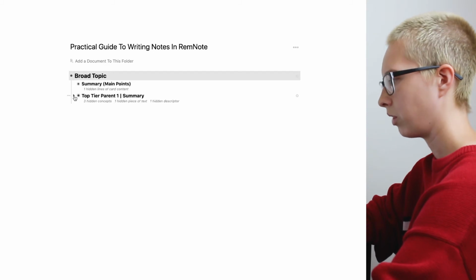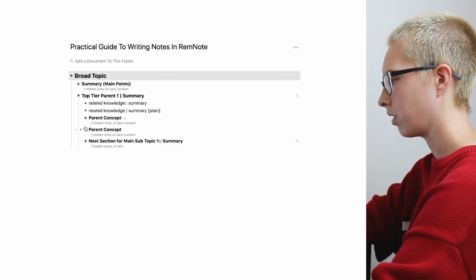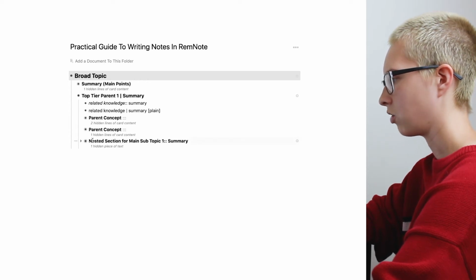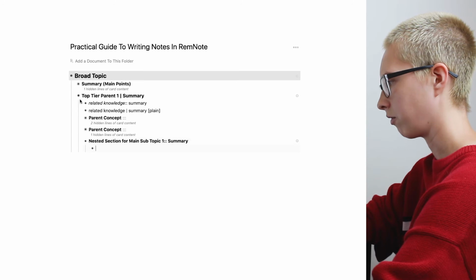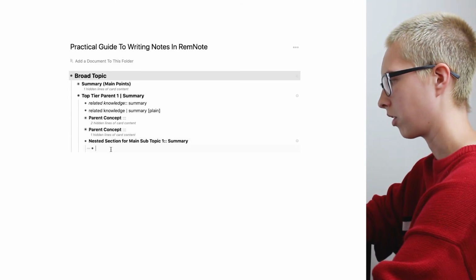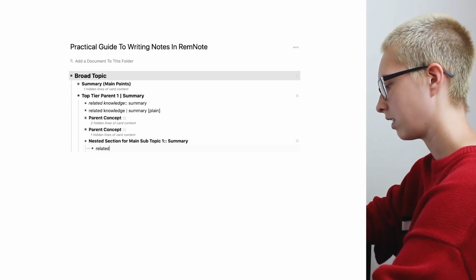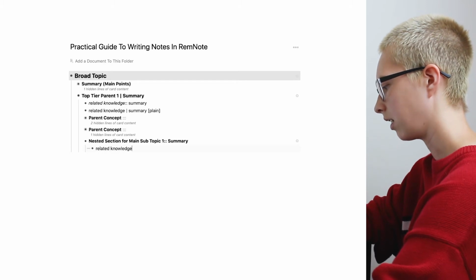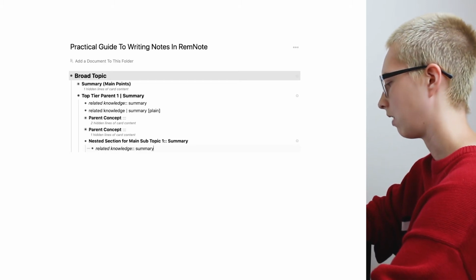Now if I were to bring this toggle up, I will have sort of the basic information of this top tier parent, and in this nested section I am starting to break it down and we're getting further away from the broader topic. So now within here, let's say we have some related knowledge and a summary that I want to be in a flashcard.